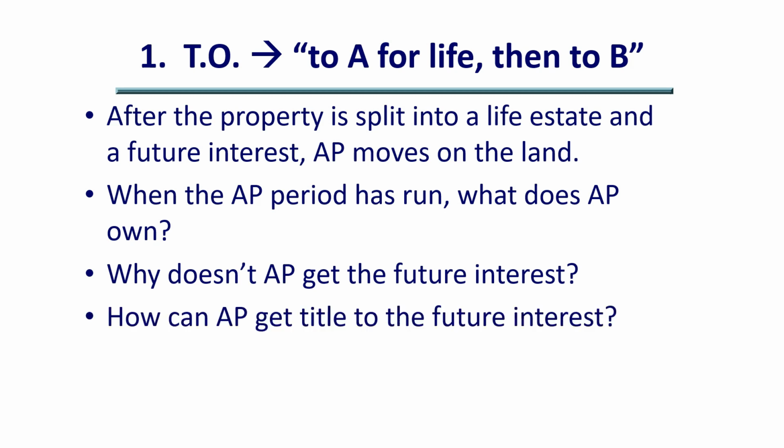Now, is there a way that the adverse possessor could get title to the future interest? Well, there is, but something more has to happen. What has to happen is that first A has to die so that the life estate is over and B's future interest becomes possessory. In other words, B is now entitled to possession. Then the adverse possessor has to remain on the property for another full adverse possession period against B, and at the end of that period, the adverse possessor will now own not only A's life estate, but B's future interest as well, and therefore will hold a fee simple absolute title to the land.